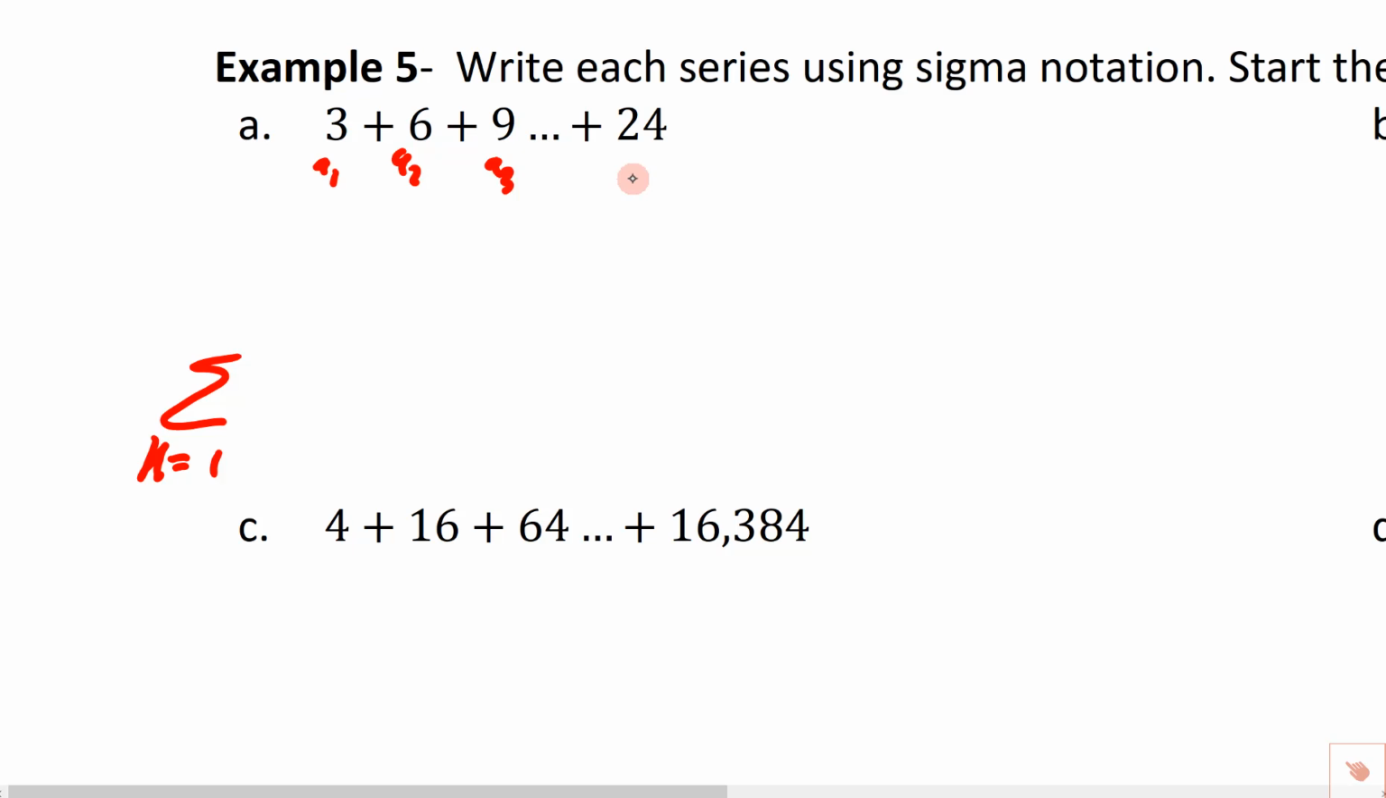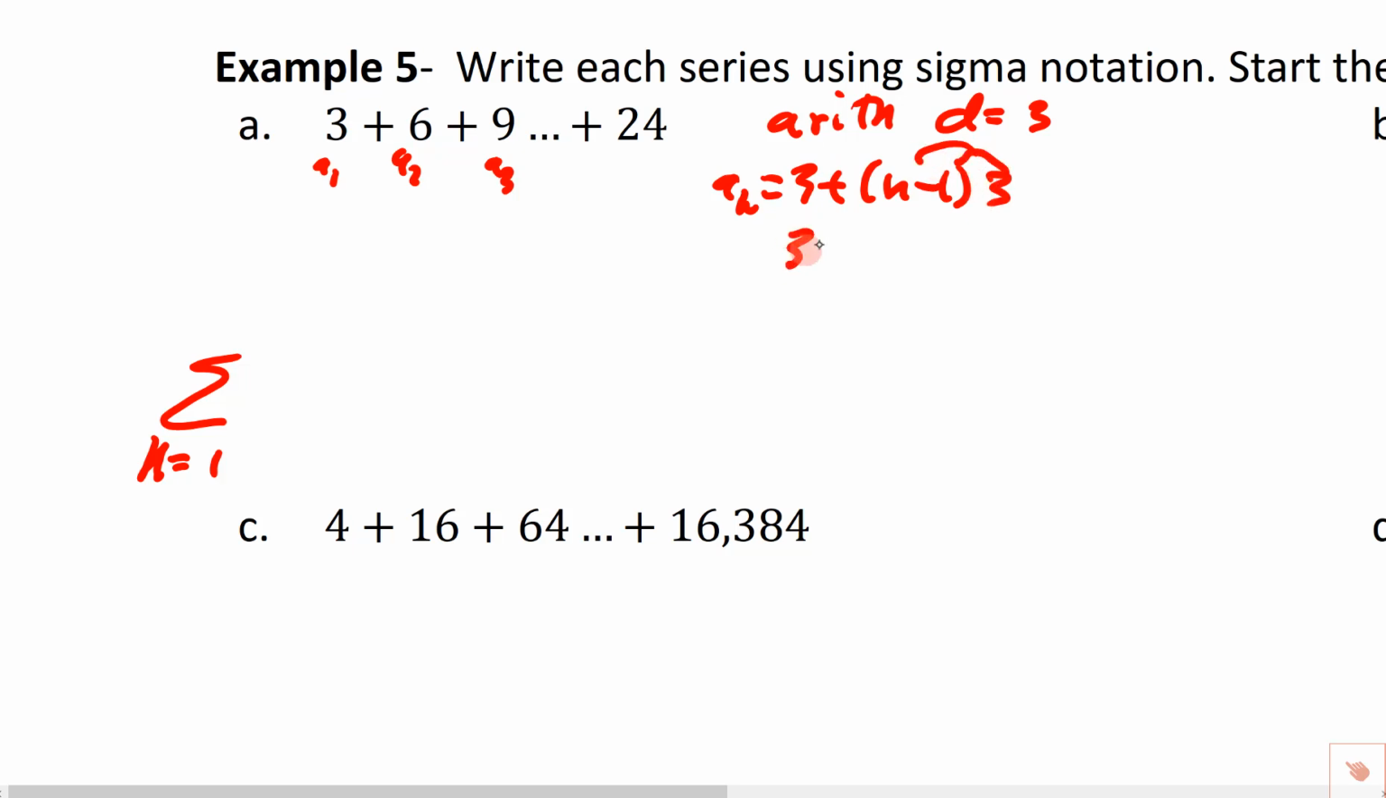So let's see. Gavin, arithmetic or geometric? Arithmetic. Common difference? 3. So the nth term formula is going to be the first one plus n minus 1 common differences. So if I simplify this, there's the formula. That's a really hard one.